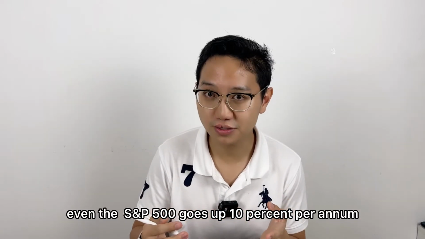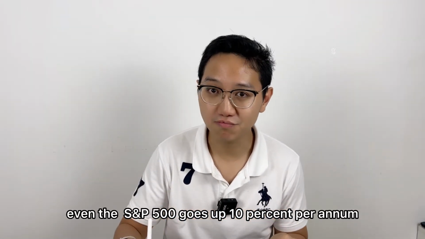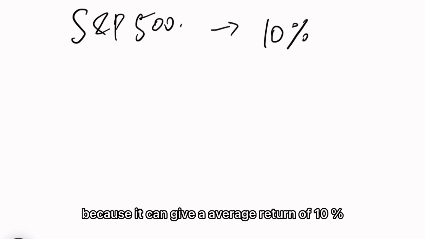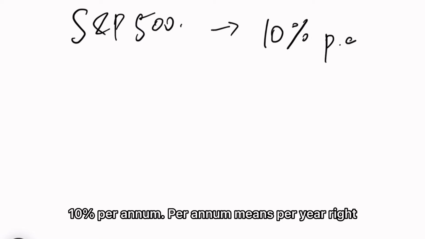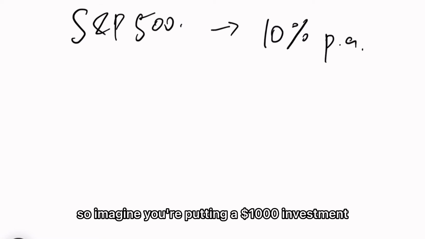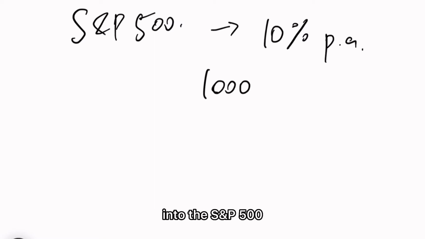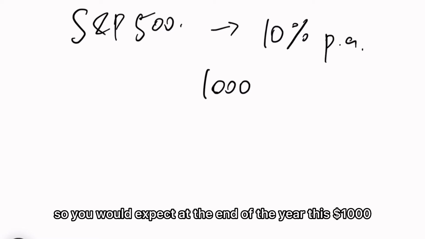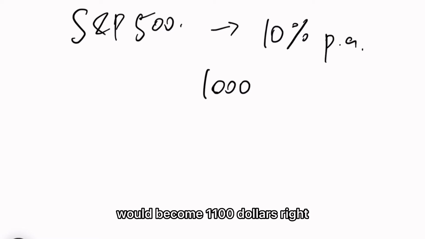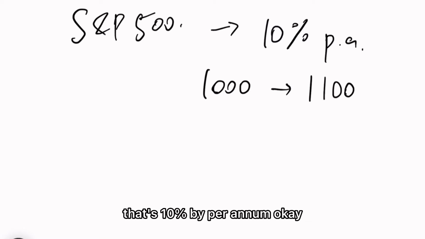Even the S&P 500 goes up 10% per annum, right? The S&P 500 is of course the benchmark for all investors, especially stock investors, because it can give an average return of 10% per annum. Per annum means per year. So imagine you're putting a $1,000 investment into the S&P 500. You would expect at the end of the year this $1,000 would become $1,100, right? That's 10% per annum.